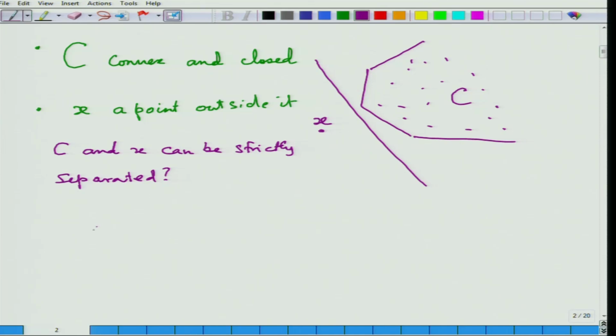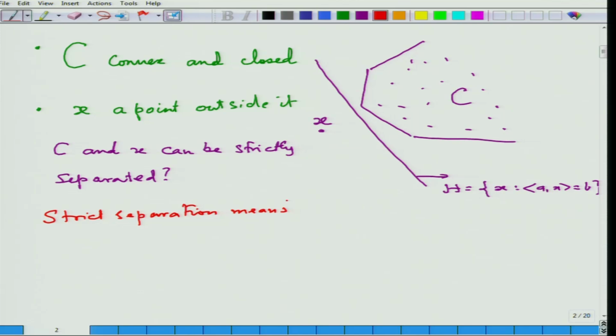So, it means that if this is written as H, as A x equal to B, then what I have is the following. Strict separation means the following. It should not touch, which means in this case X is in the lower half space, C is in the upper half space.